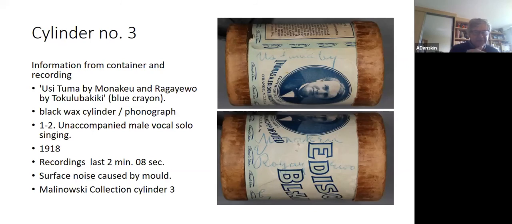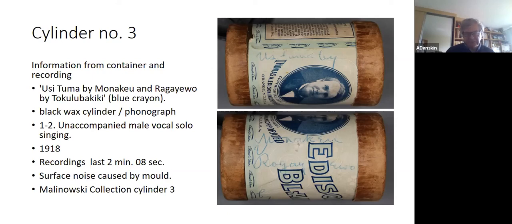We have some other information. Obviously, if we take the cylinder out of the box, we can see that it's a black wax cylinder, which would be played on a phonograph. I haven't listened to it, but I know that my colleagues in Sound and Vision at the British Library have listened to the content. We know it's unaccompanied male vocals and singing, and we know from that they were recorded in 1918.